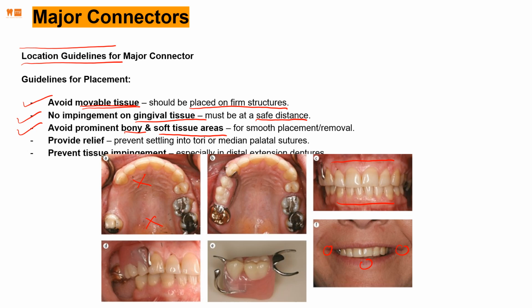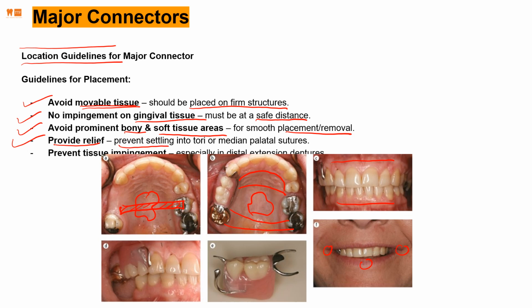Now imagine, for example, you are a patient that has a very, very bulbous torus. Could you imagine putting a tight, rigid metal band over the torus? How uncomfortable would it be? So if you had a major connector that builds around that torus, all of a sudden that becomes very comfortable. We gave relief to the prominent bony and soft tissue areas for smooth placement and removal. Then, of course, relief is the next point.